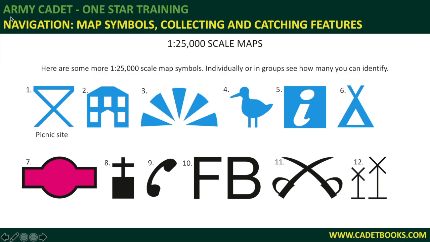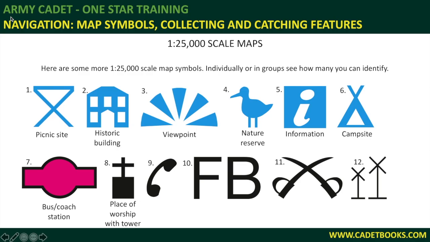Number 1, picnic site. Number 2, historic building. Number 3, viewpoint. Number 4, nature reserve. Number 5, information point. Number 6, campsite. Number 7, bus or coach station. Number 8, place of worship with tower. Number 9, telephone. Number 10, footbridge. Number 11, historic battle site. And number 12, wind turbines.